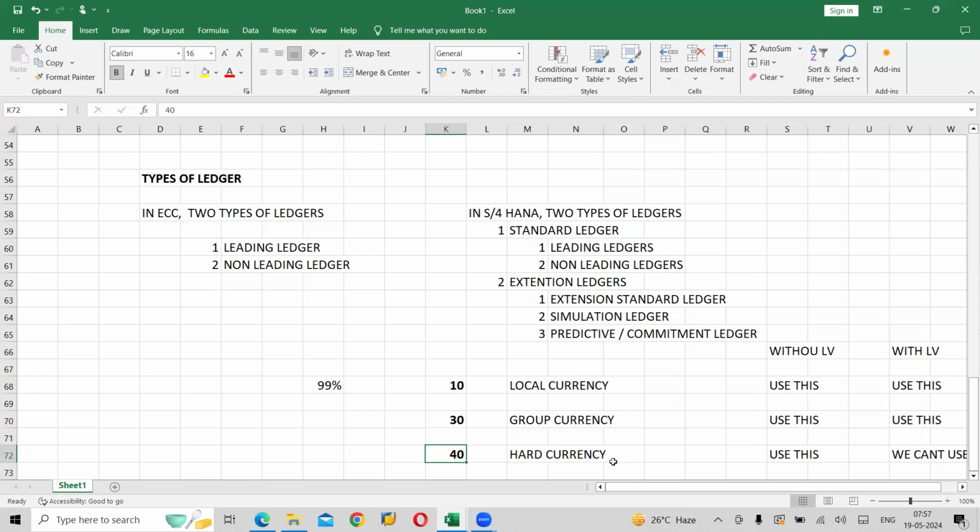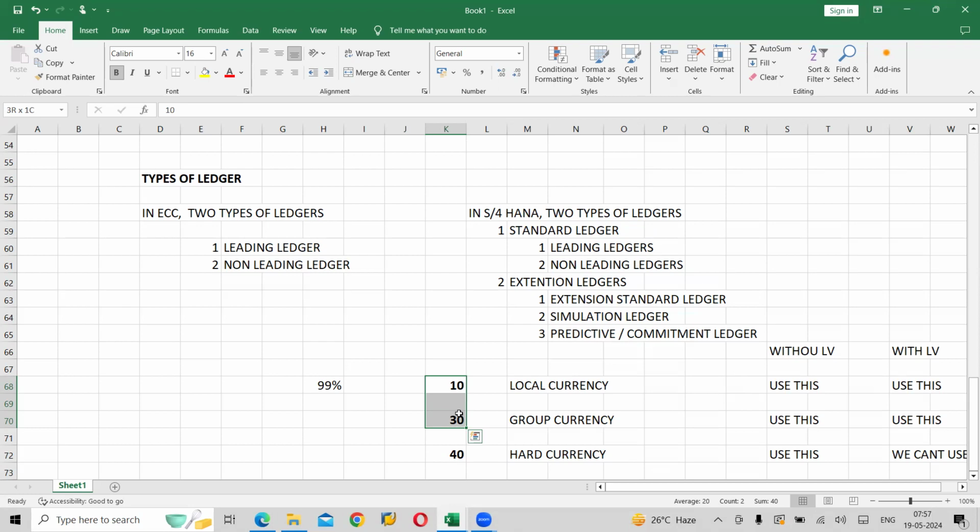But never say that in an interview. Whenever we want to take without valuation, just use 10 and 30. This is in ECC, again I'm saying. Then it is nothing but 10 and 30. Is this clear? Yeah, group currency and local currency.